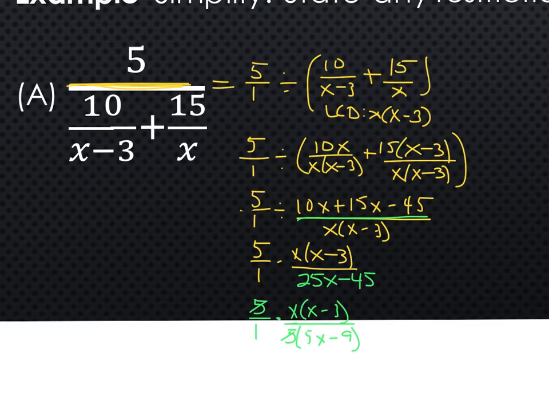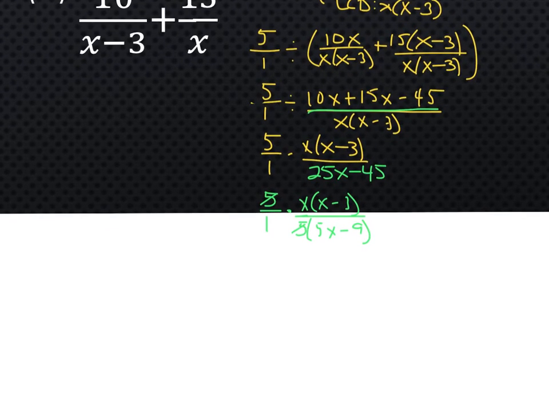Okay, so now we're ready for our final answer. We'll have x times x minus 3 over 5x minus 9. Now, based off of our answer alone, we know x cannot be 9 over 5 because I'm going to set that 5x minus 9 equal to 0.